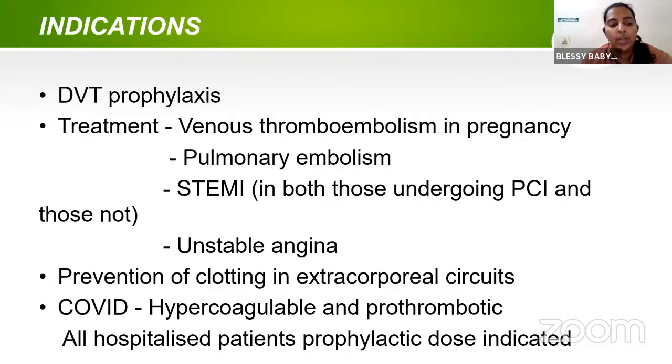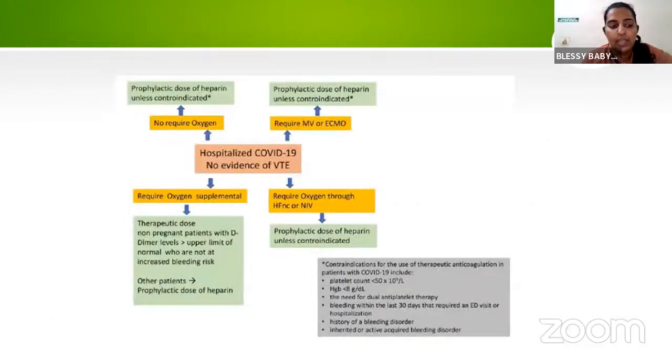As we all know, COVID is a hypercoagulable and prothrombotic state. So in COVID, there is high risk for venous thromboembolism and thrombosis. So in all hospitalized patients, prophylactic dose of low molecular weight heparin is indicated. Now about heparin usage in hospitalized COVID patients without evidence of venous thromboembolism. Prophylactic dose is indicated in patients who are without any oxygen requirement or requiring mechanical ventilation or extracorporeal membrane oxygenation or requiring oxygen through high flow nasal oxygen or non-invasive ventilation, and even in supplemental oxygen.